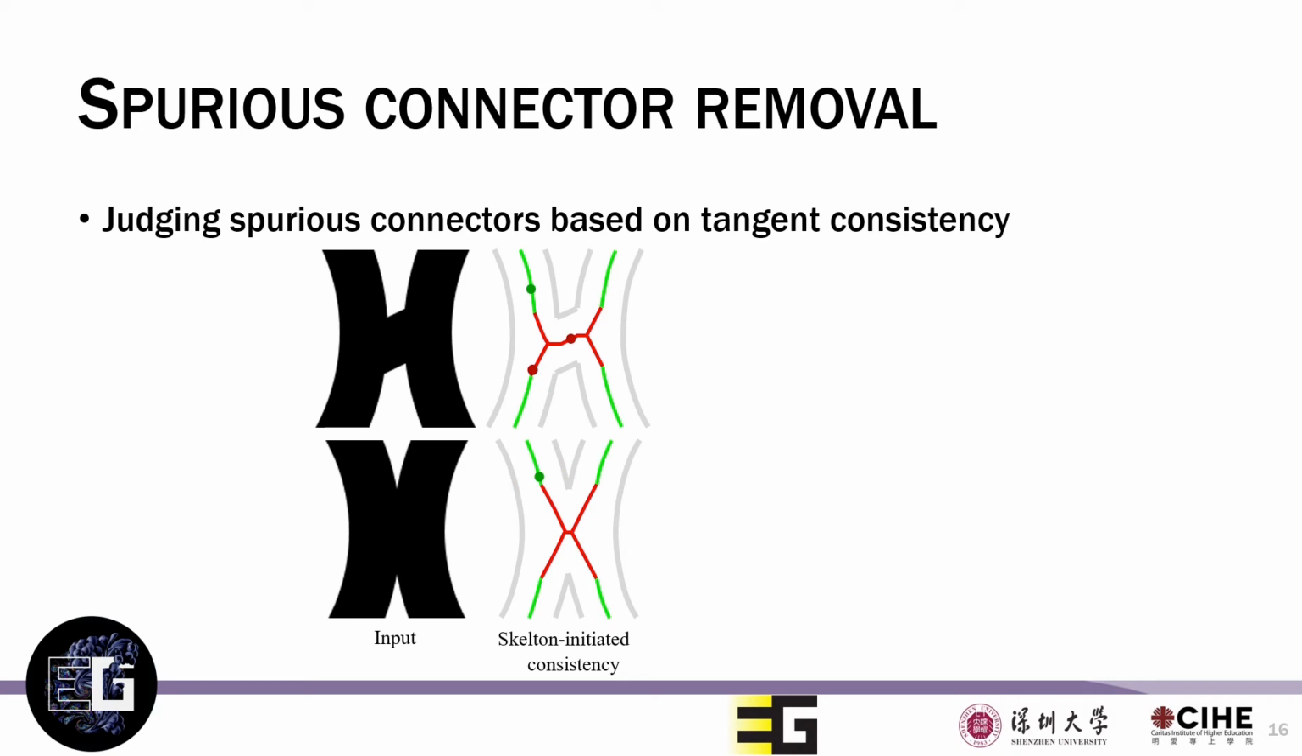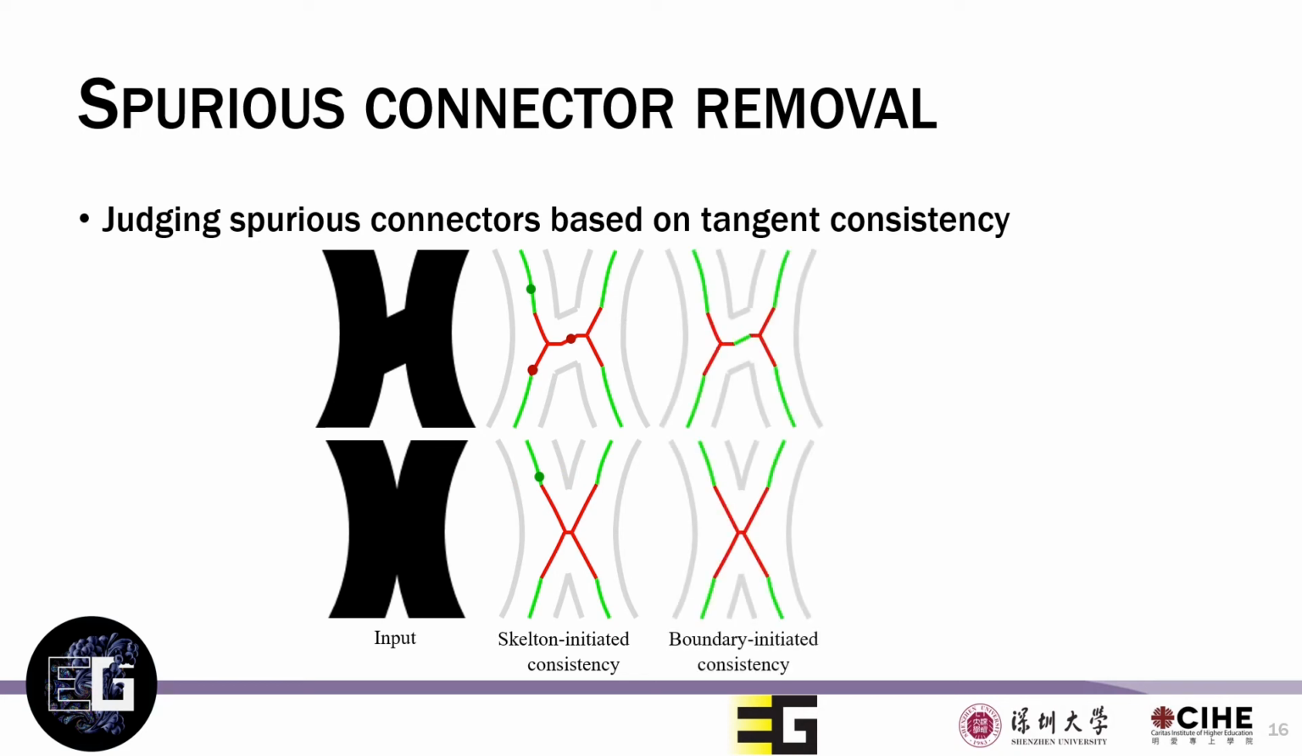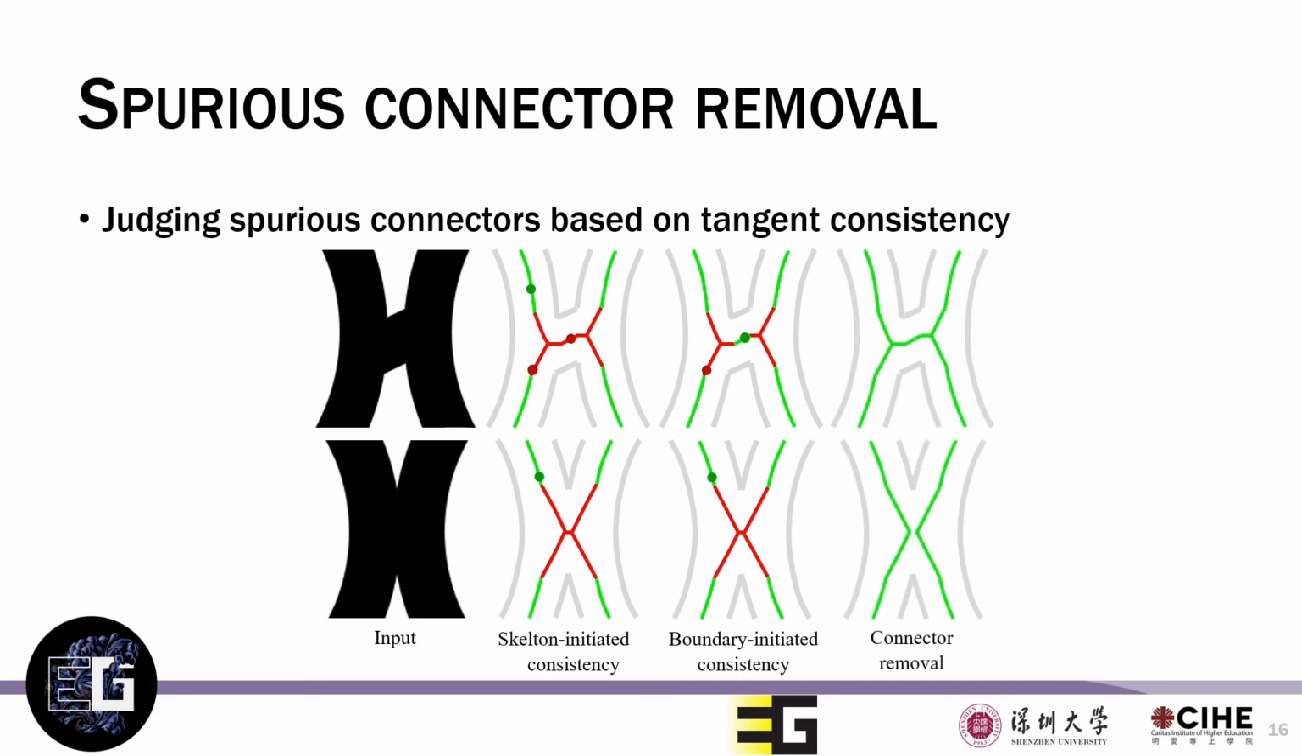In addition, boundary-initiated tangent consistency is also used to detect spurious connectors. As shown in the animation, boundary-initiated tangent consistency is similar to the previous tangent consistency, with the only difference being that the starting point becomes the boundary point. If both the tangent consistency scores are less than a certain threshold, we mark the segment as a spurious connection and remove it.